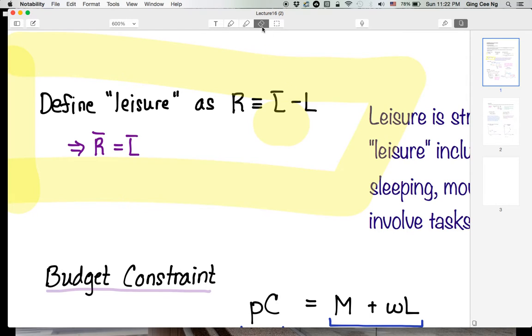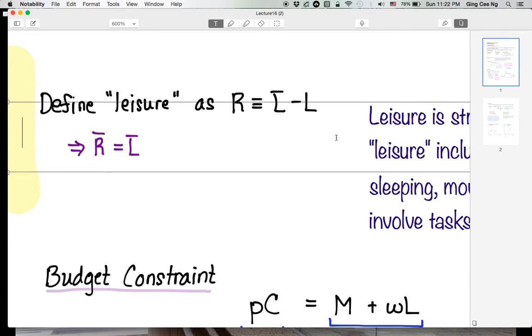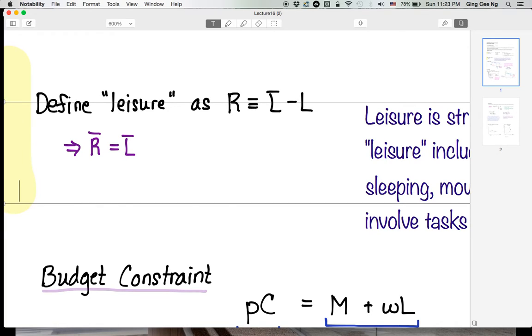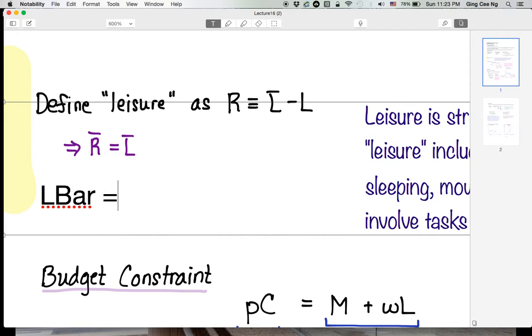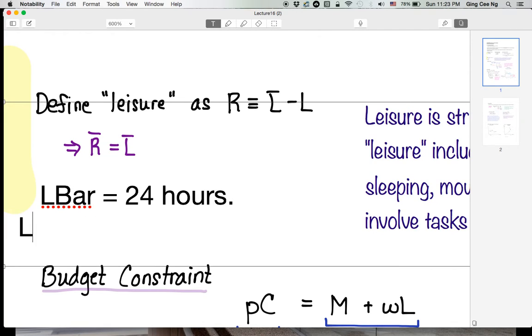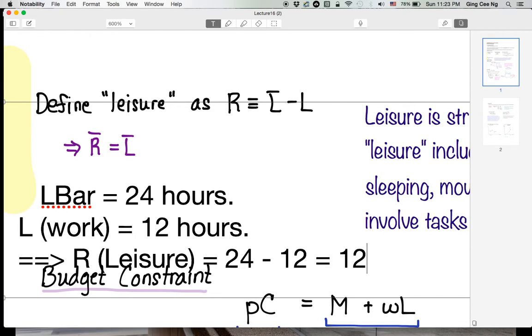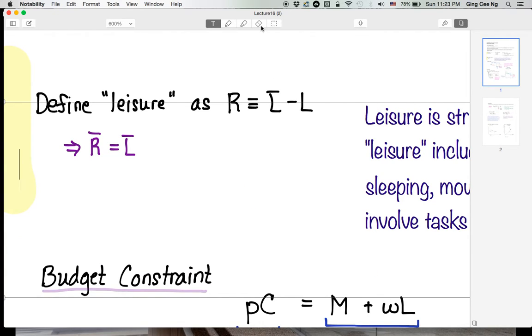So for example, if the number of hours that we're considering is 24 hours, then L bar is equal to 24 hours, and let's say you work 12 hours, since you're Chicago students, then that means that R, which is leisure hours, is equal to 24 minus 12, or 12 hours, okay?